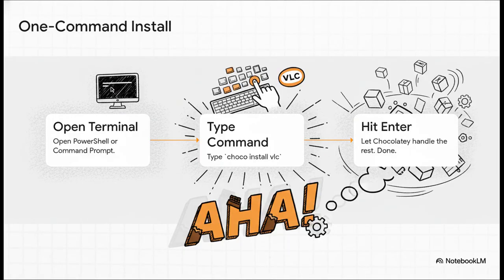And this right here, this is the aha moment. You just pop open a command prompt, type choco install, and then the name of the app, let's say the popular VLC media player. You hit enter and that's it. Chocolatey goes out, finds the right version, downloads it, and installs it for you all in the background. No clicks, no pop-ups, it's just done.